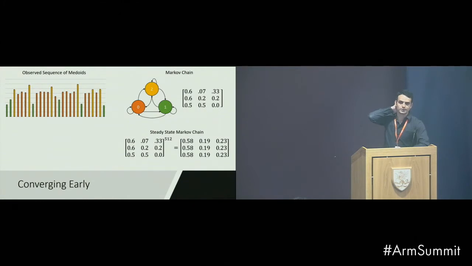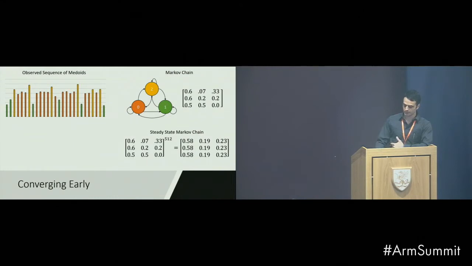Here I've raised the transition matrix to an exponent of 512, and you'll see that each row of the steady state matrix is the same. So let's take a look at the top row. This tells me that I should be in state 0 58% of the time, state 1 19% of the time, and state 2 23% of the time. So I basically have what I should be in when I've reached steady state.